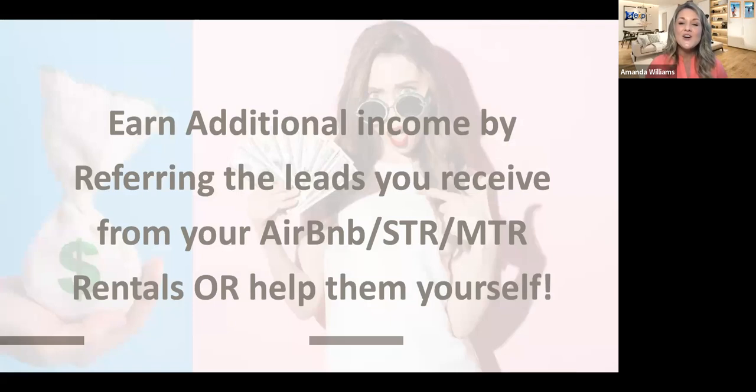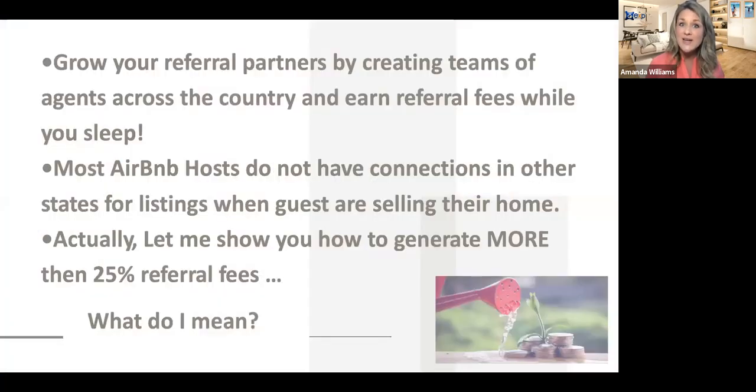So you can earn additional income by referring these leads that you're getting from these Airbnbs or short-term rentals, or you can help these clients yourself. And I really do focus on real estate agents and brokers and building your real estate business as well, not just the income coming in from these rental properties, but really bringing in these buyers so that you can then earn additional income, because I'm all about the multiple streams, as you guys know.